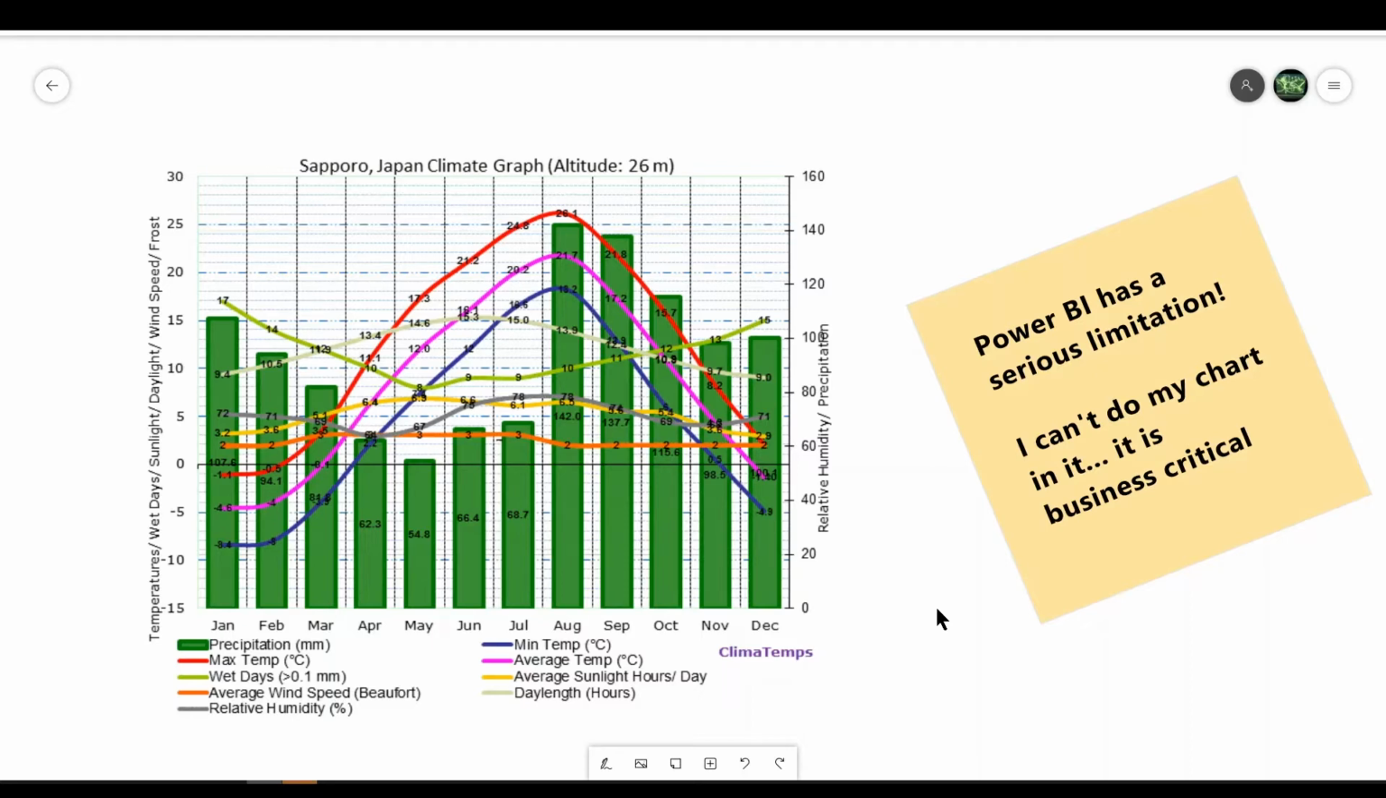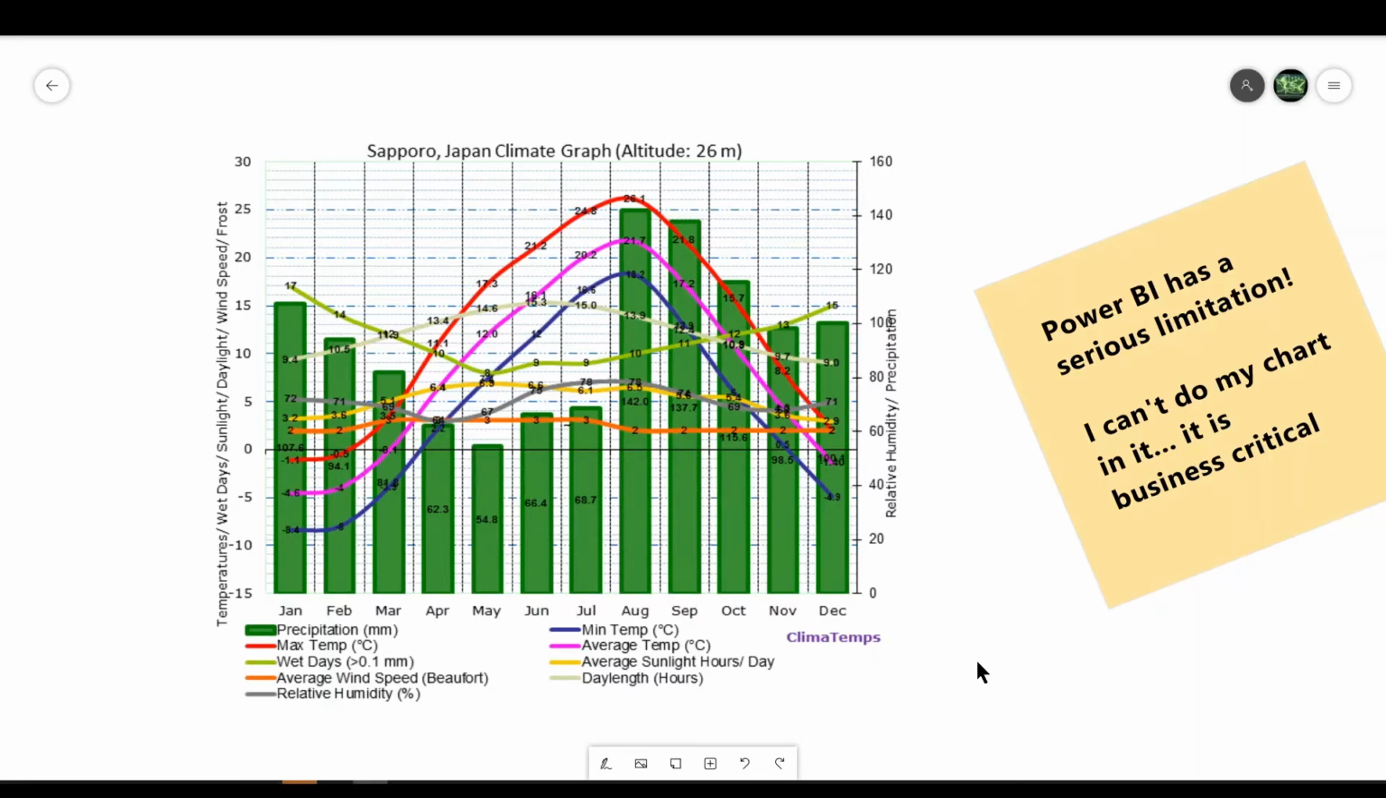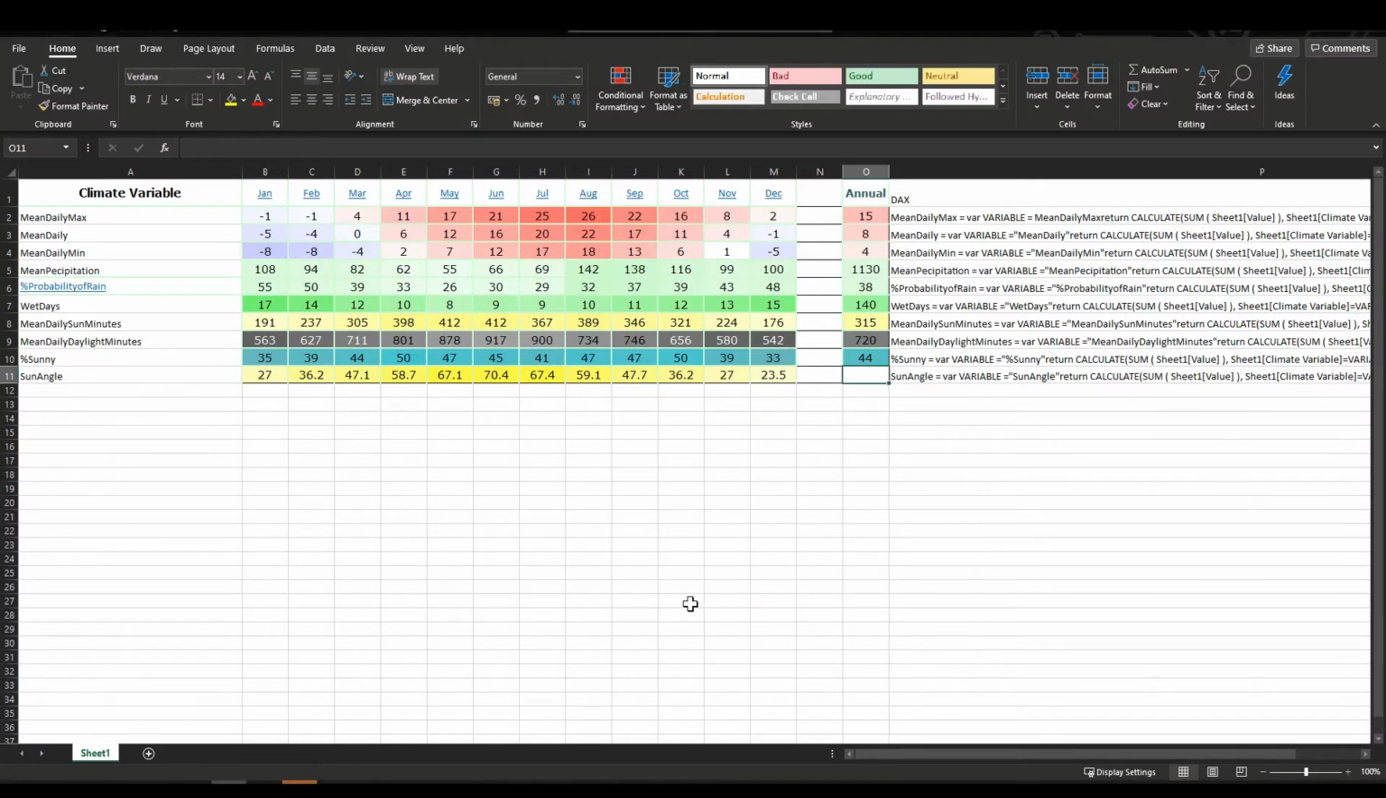Now, this particular chart, as you can see, it's a climate data chart. I've put a link to it on the video. Not saying it's a bad chart, not saying it's a bad set of things, but for a business chart, it wouldn't do much. So Climatemps included this chart. They also included the data behind it. So I had a look at the data here. Pretty simple. Wrote a couple of DAX measures, pulled it into Power BI.